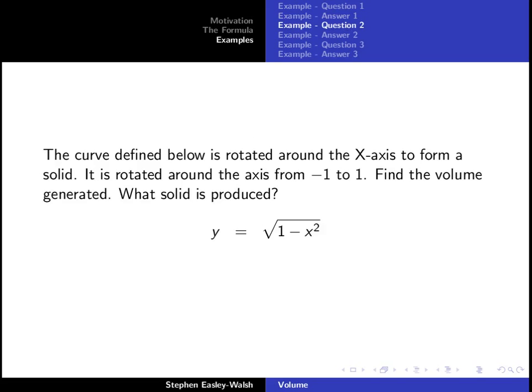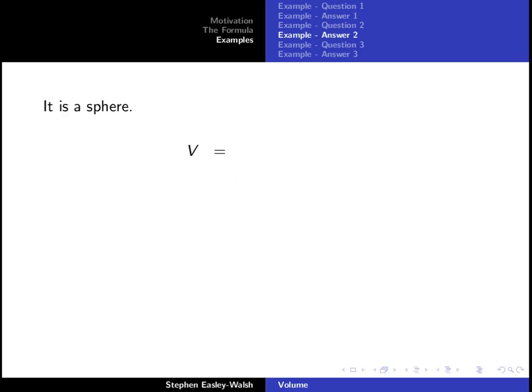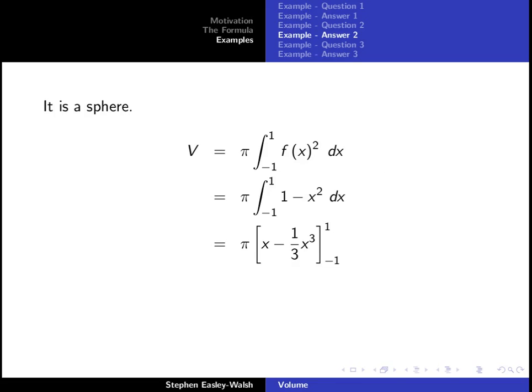Let's look at another example. The curve y equals root 1 minus x squared is rotated around the x-axis from -1 to 1. The curve root 1 minus x squared is a semicircle. When this is rotated, it will produce a sphere. In this case, f(x) will be square root 1 minus x squared. So the square of this is 1 minus x squared. And the antiderivative is x minus 1/3 x cubed. Putting in the values of 1 and -1, we find that the volume is 4/3 pi units cubed.